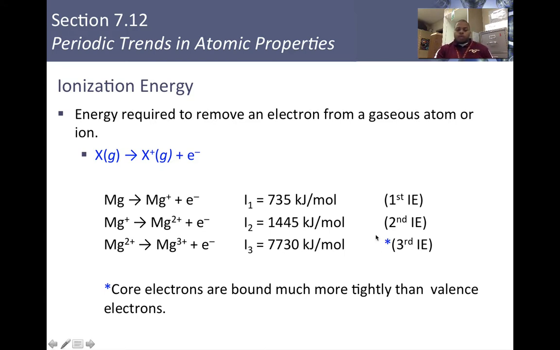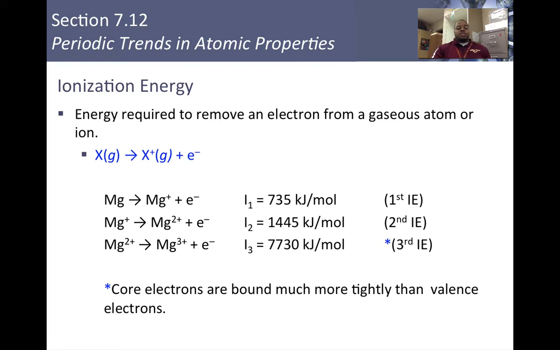Now, notice that we went from 1,445 to, man, a huge jump to 7,730. Why would that be a problem? Well, now we've gotten past those two that were on the valence shell, and now we're at what we call the core or kernel electrons. These are going to be held a lot tighter to the nucleus.